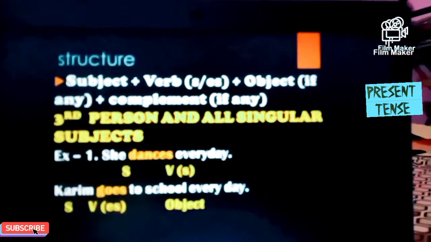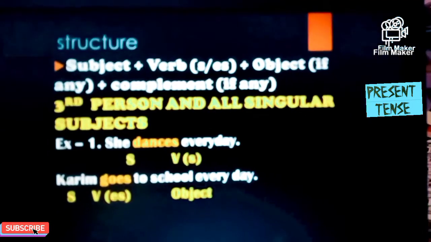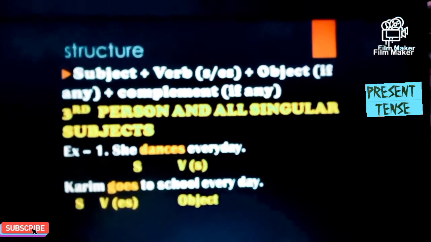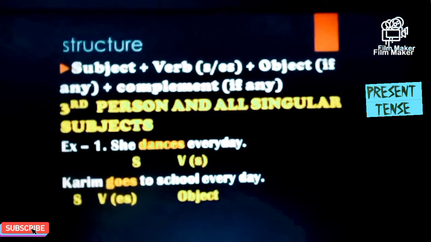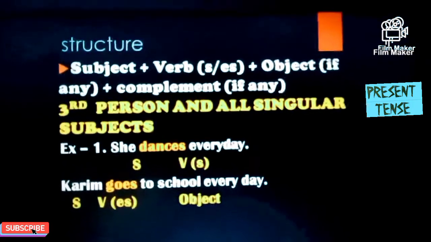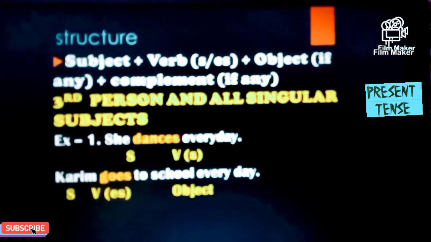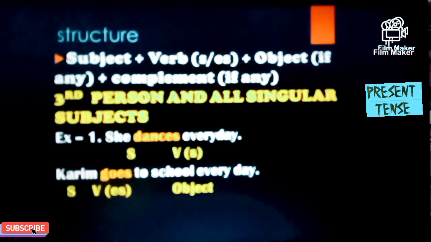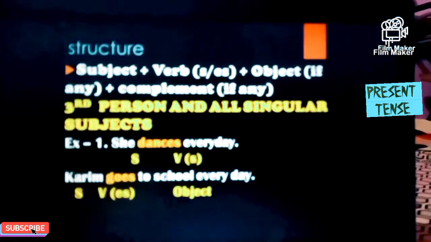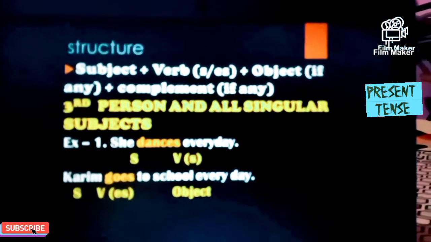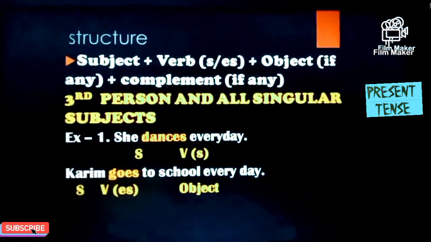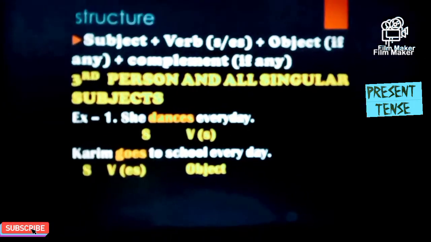This formula is applicable for third person singular subjects, he, she, it, and all other singular subjects. Third person singular persons and all other singular subjects referred to in the sentence can use this kind of structure to make use of simple present tense. With the help of examples, we will try to understand.